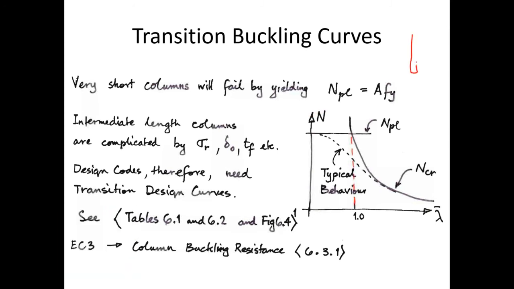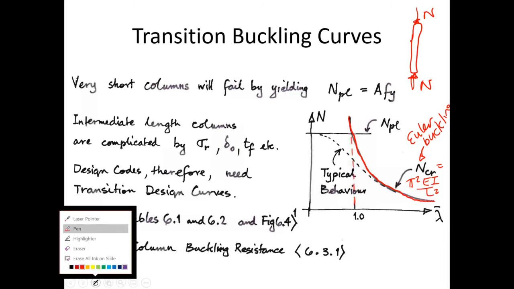Okay, so it's the same thing. We have a member, and we're applying an axial load to that member. If we have a long member, our slender member, the critical buckling is being determined by the Euler buckling formula, which is equal to pi squared E I all over L squared. So that's for the slender member.